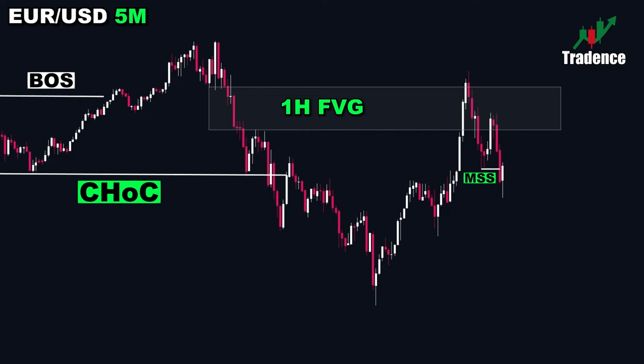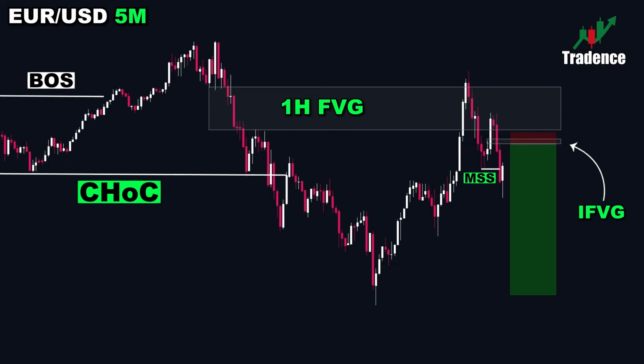frame's new bearish direction. Before that, price also created an inversion fair value gap by breaking and closing below the previous bullish 5-minute FVG, flipping its role and turning it into a new resistance zone. This provides a perfect area to look for a short entry if price retraces back into it before continuing lower.